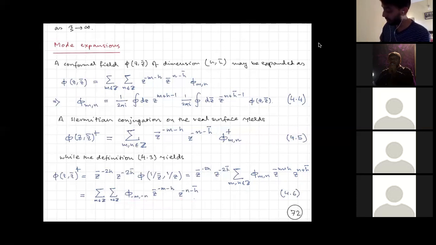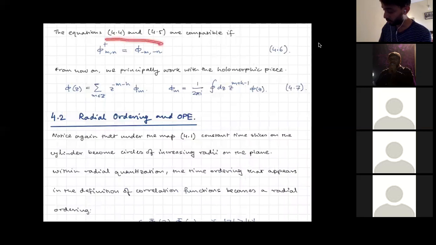What you do is that this expression 4.5 and this expression 4.6 have to be the same. So what you see from here clearly is that phi dagger mn is phi minus m minus n, it just flips the signs here. Okay, that is what you see. So this is what you get at the end of the day.